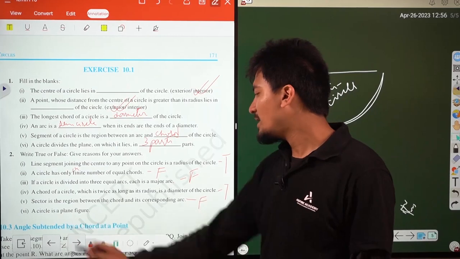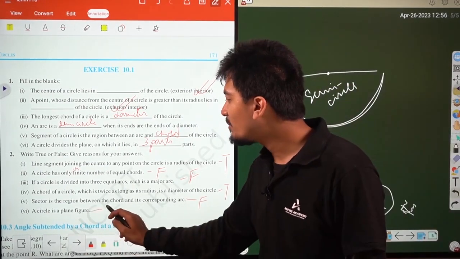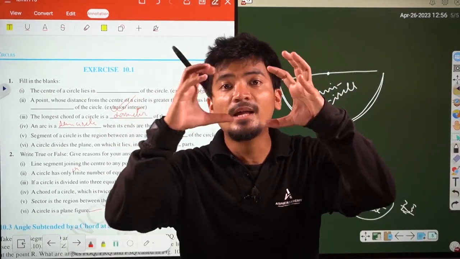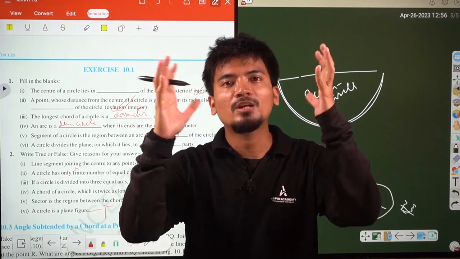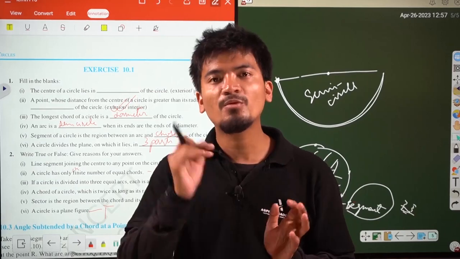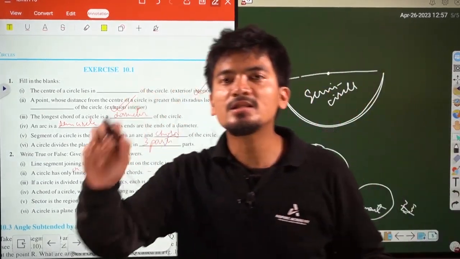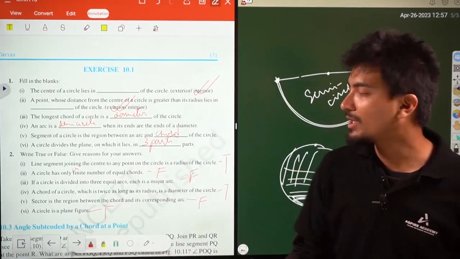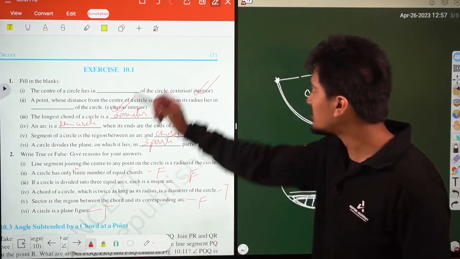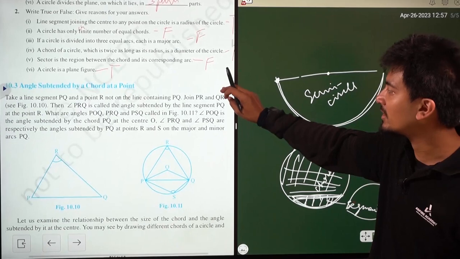A circle is a plane figure. Yes, a circle is always a plane figure. It is true. But if I add 3 circles, it will become a sphere, and a sphere is a 3-dimensional figure. But a circle, we always draw on a sheet of paper. So it is a 2D figure, a plane figure. Understood? So this is all about exercise 10.1.